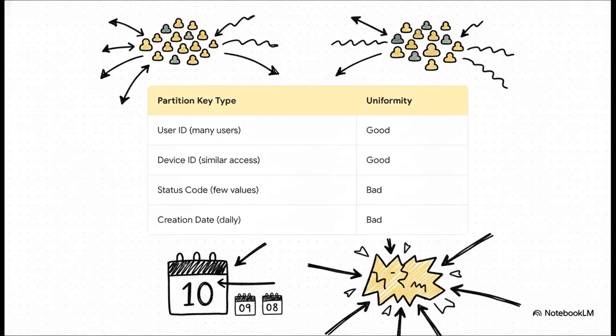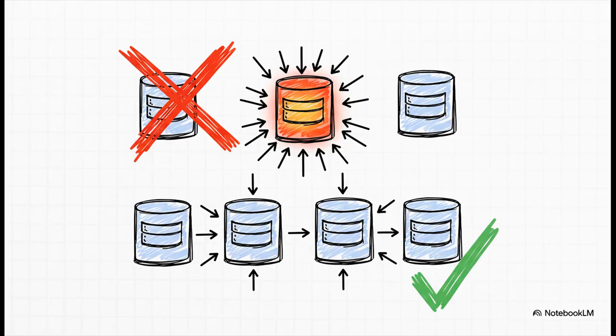So let's make this real. A good partition key, something like a user ID, is great because every user's activity is spread out. It distributes the workload. A bad partition key, like the date something was created, is a disaster. Why? Because all of today's new items, all of that write traffic, is hitting the exact same spot. It's the same with something like a status code. If you only have a few statuses, you're creating just a handful of hotspots that are going to get absolutely slammed with requests.